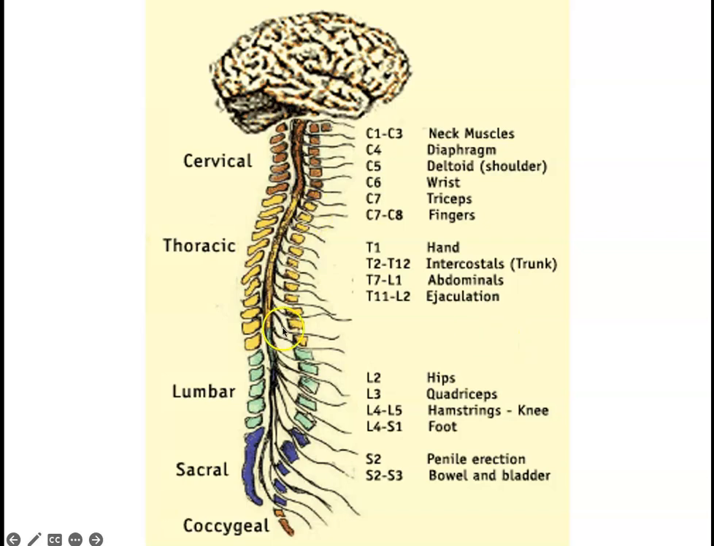Then in your thoracic region, this is where you're going to go directly into those intercostals and then one of the hands, or part of your hands. And then the lumbar region, this is going to go to the lower body, so the hips, the legs, the feet. And then the sacral region, which is absolutely critical, it's going to go to reproductive organs, and then also your ability to urinate and then to defecate.